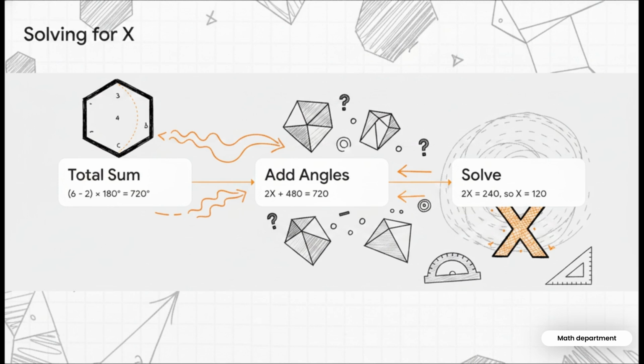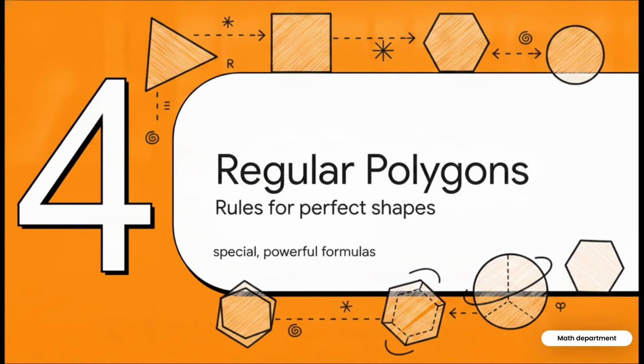Now, many students make a mistake in this step by completely forgetting to subtract 480 from both sides before dividing. But as we solve this out correctly, we subtract 480 to get 2x equals 240, leaving us with our missing angle x being exactly 120 degrees. Beautifully done. Section 4. Rules for regular polygons.